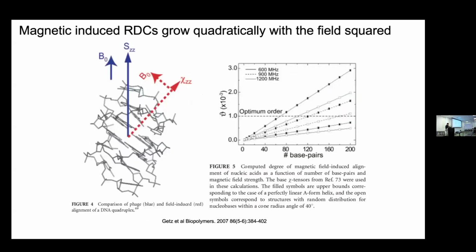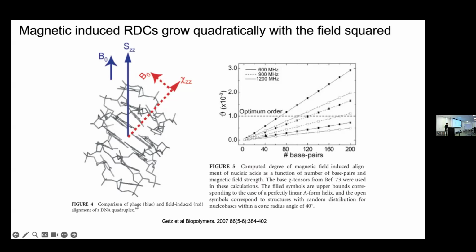Now, you might ask, how much alignment are you getting out of magnetic alignment? This is a plot that shows you the predicted alignment. This is all predicted data for a helix of variable length. The optimum order is shown here as 1. So 1 is the amazing degree of alignment you get from phage or bicelles. Now, normally we're talking about 40 base pairs, and let's say at 900 megahertz.